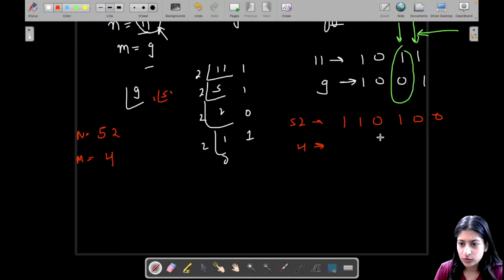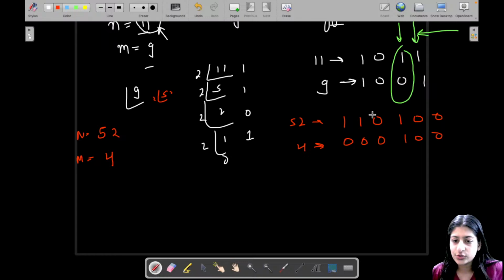So let me write 0100. All the preceding values can be taken as 0. Fine, that's needless to say. Now, if you travel from the rightmost index, at which position do you find both the numbers containing different bits?